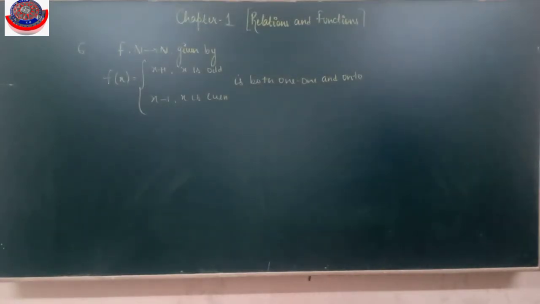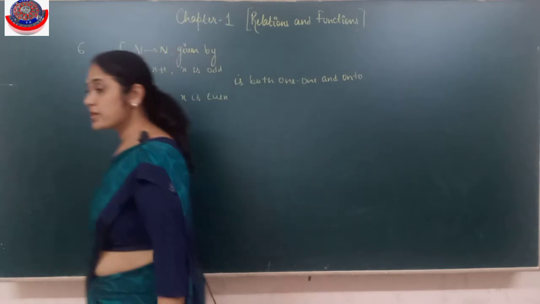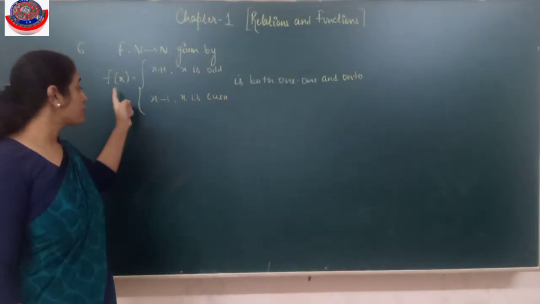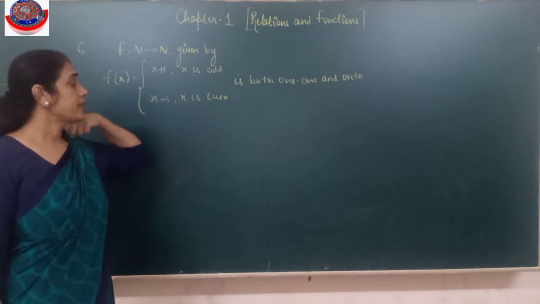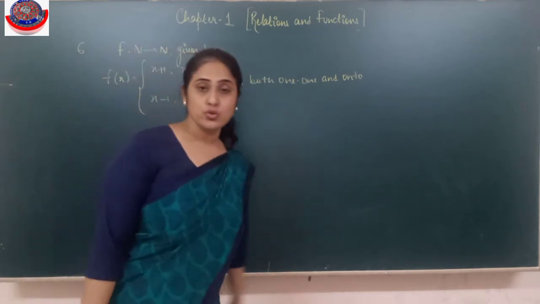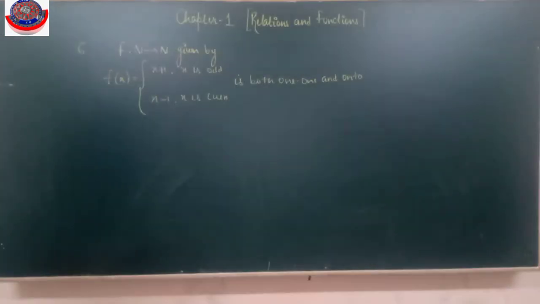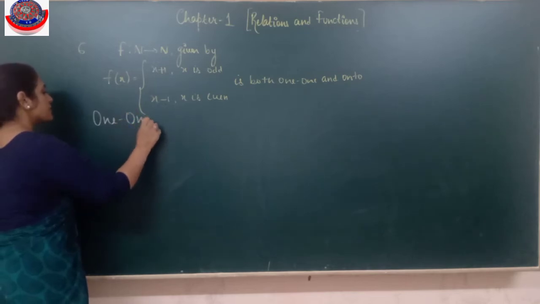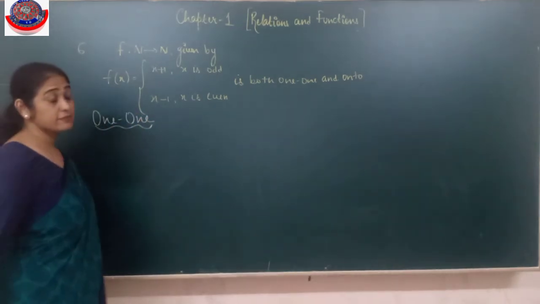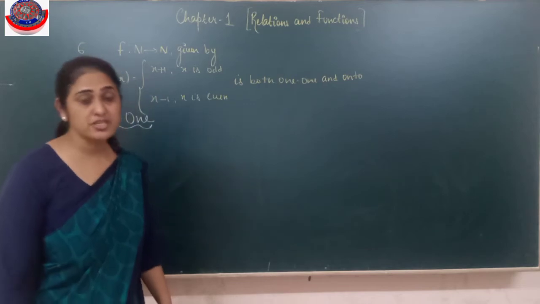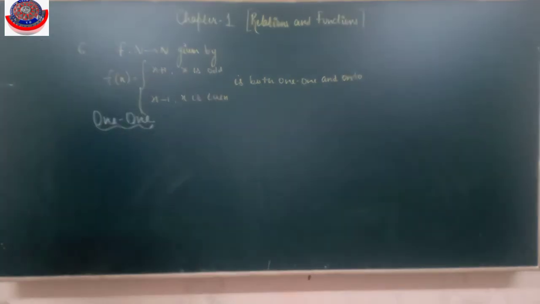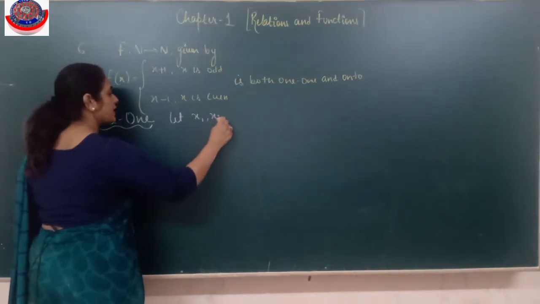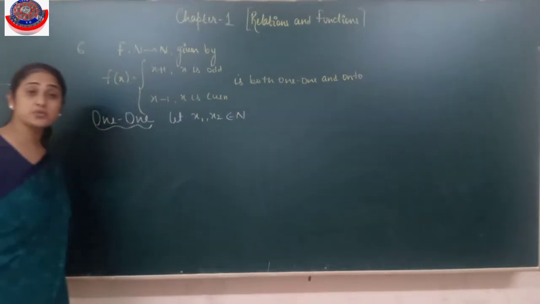f is a function from N to N, that means natural numbers to natural numbers, given by f of x is x plus 1 if x is odd, and f of x is x minus 1 when x is even. It is both 1-1 and onto. Let's check 1-1 first of all. There can be different cases because the rule for odd x is different from even x, so I'll assume both. First of all, two elements belonging to the first set. This is how we start 1-1.